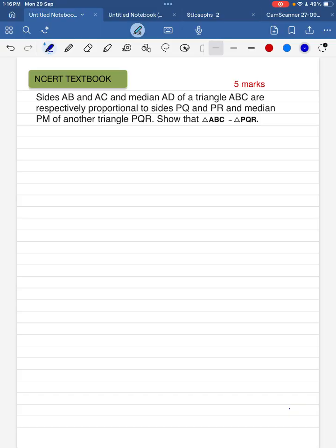In this video, I'll be doing a 5 marks question and it's a question from the NCERT textbook. Let's look at the question. Now sides AB and AC and median AD of a triangle ABC are respectively proportional to sides PQ and PR and median PM of another triangle PQR. Show that triangle ABC is similar to triangle PQR.